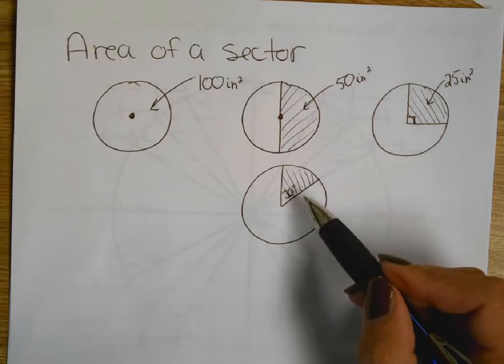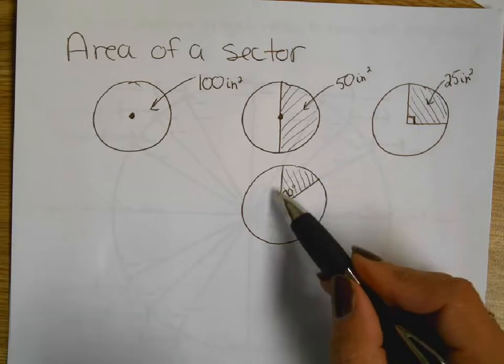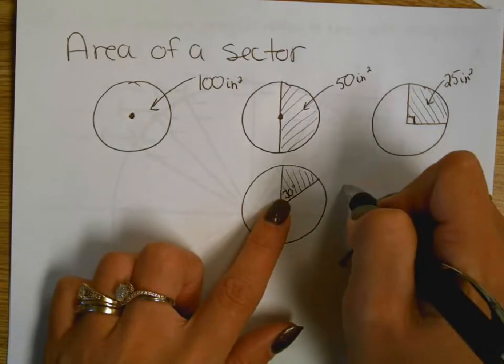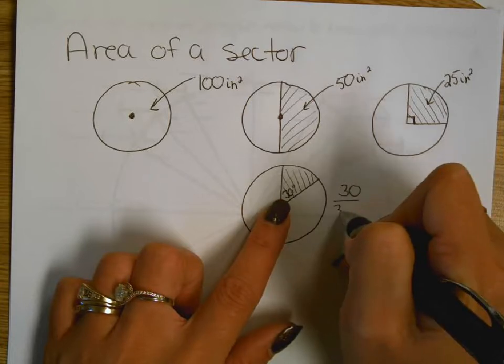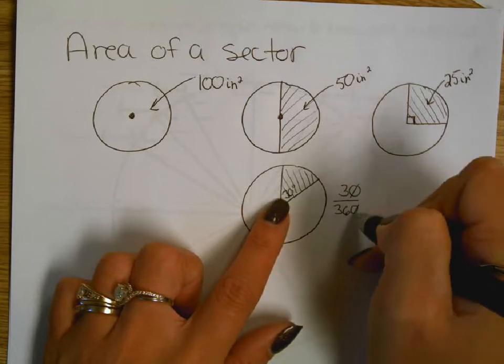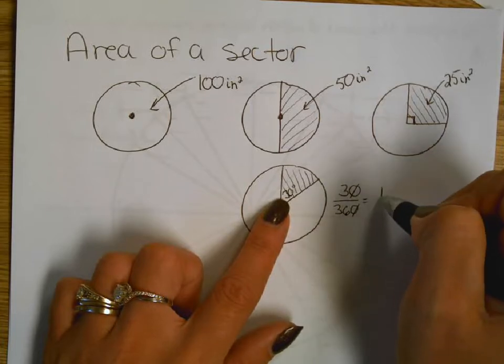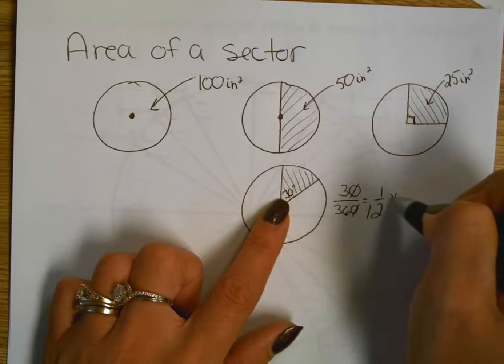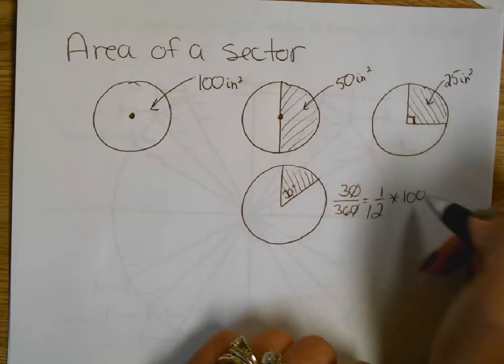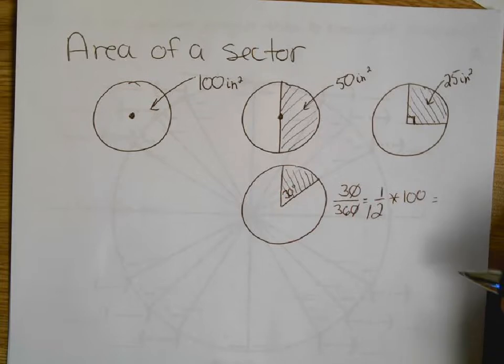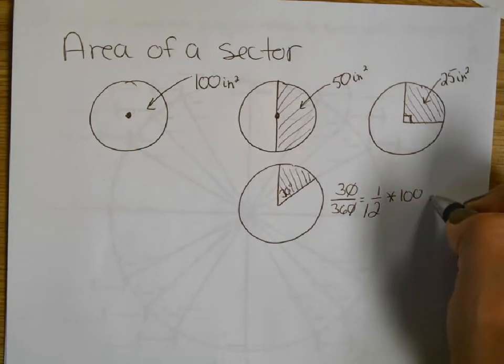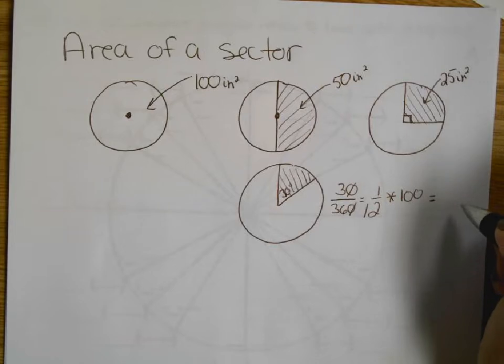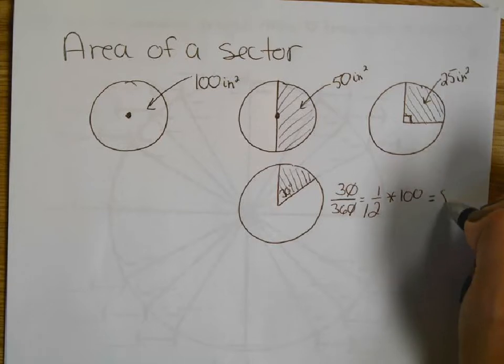Absolutely. Same concept. It's a fraction of this full circle. Well, what fraction of the circle is it? Well, it's whatever fraction 30 out of 360 is. So that would be 1/12. It's 1/12 of the circle, so it's 1/12 of the full area. What's a 1/12 of 100? About 8.3.